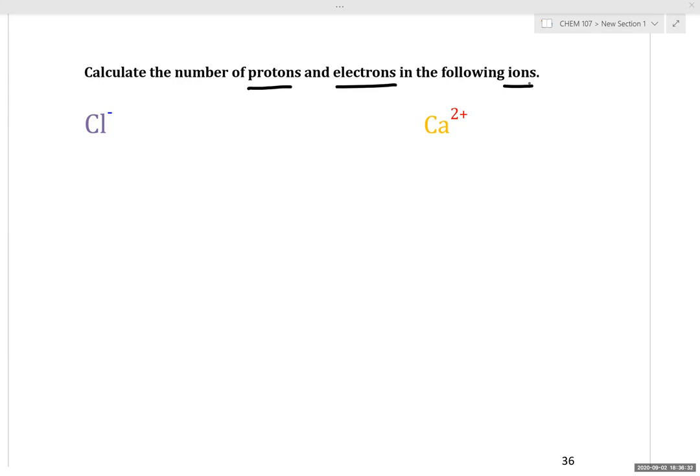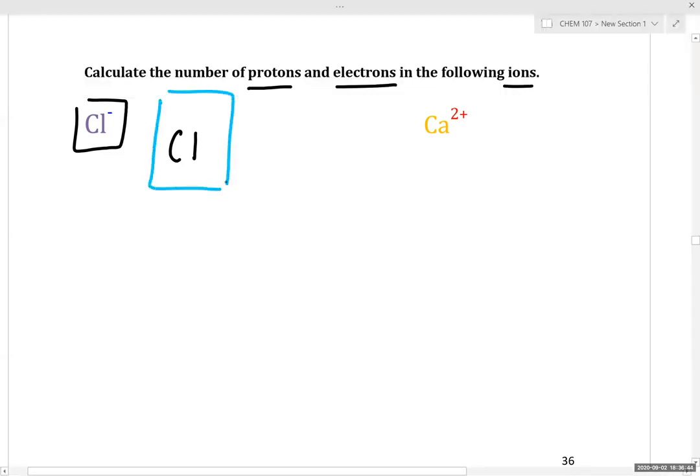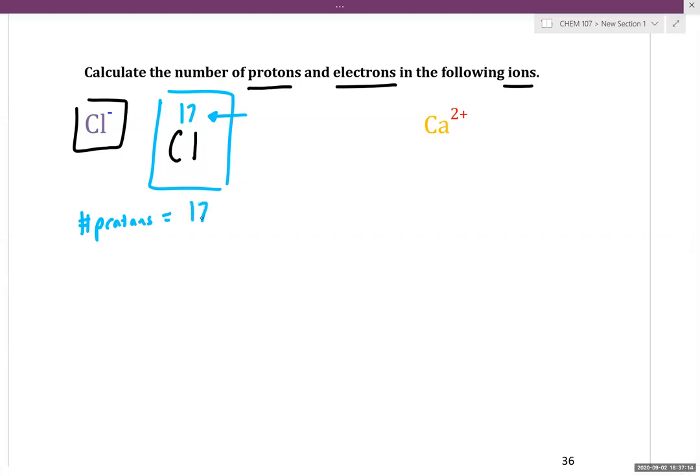So let's discuss this example. Looking at Cl minus, or chloride. For chlorine, if we look in the periodic table, what is chlorine's atomic number? What is the number above chlorine's atomic symbol? Would anyone like to provide a response? 17, yep. So the number of protons for chlorine is 17.